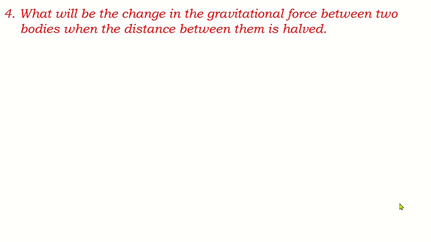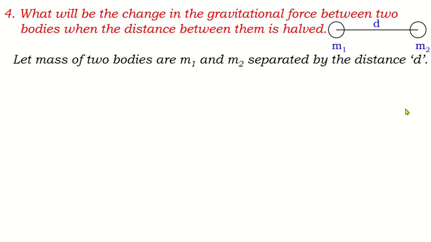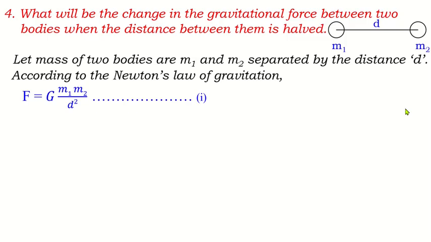Now we are decreasing the distance. In the previous numerical we increased the distance. Now the distance is halved. Let's say the distance between them is d. The first mass is m1, the second mass is m2. The same can be written this way. The same thing is repeating: m1 and m2 separated by distance d. According to Newton's law of gravitation, the gravitational force between them is G m1 m2 by d square. Now what are we doing with the distance?